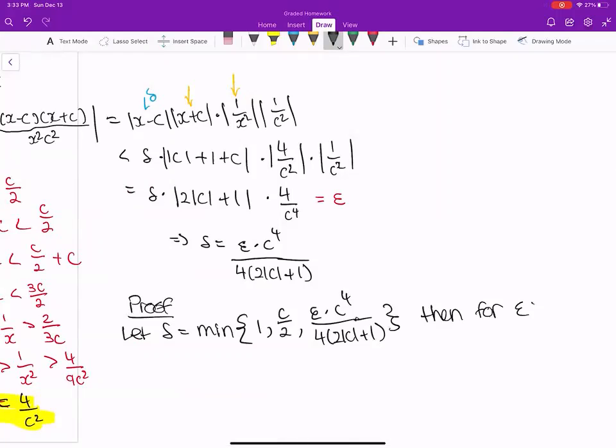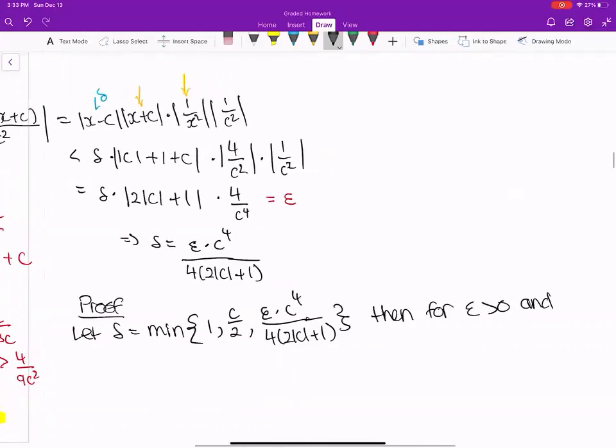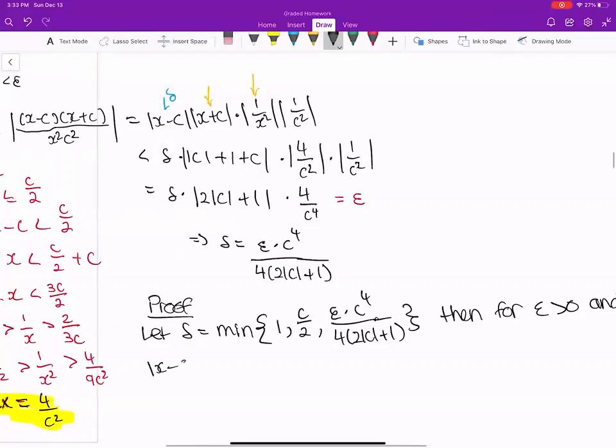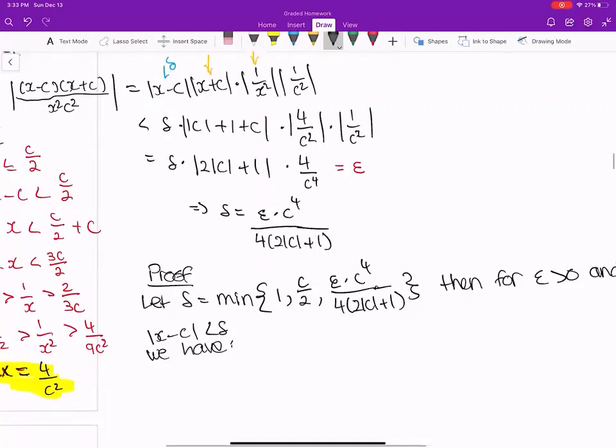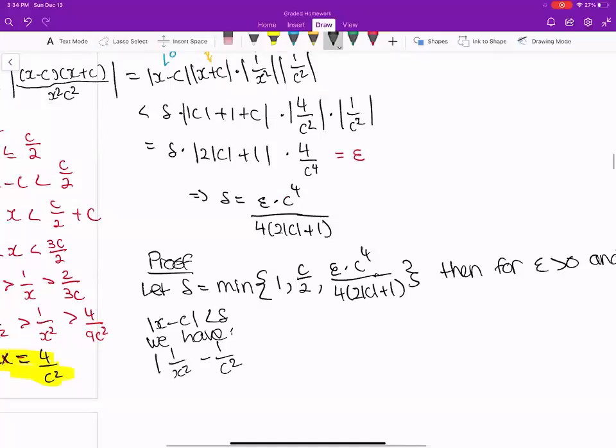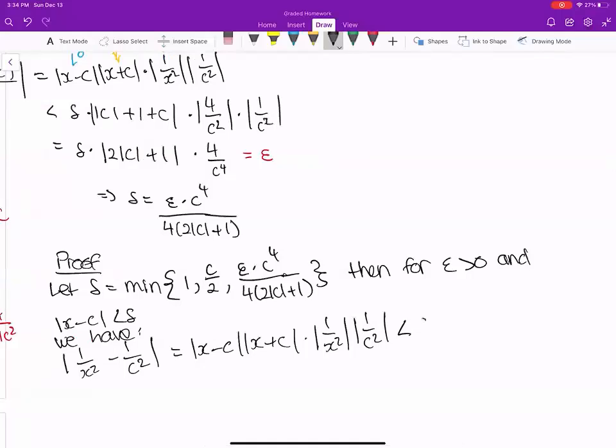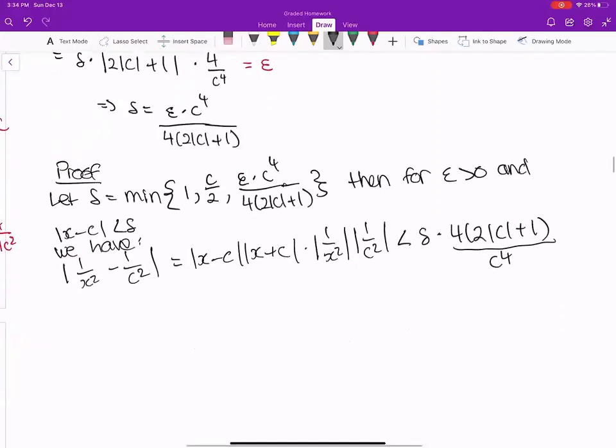Then for epsilon greater than 0 and absolute value x minus c less than delta, we have 1 over x squared minus 1 over c squared equals, the same way we did it before, x plus c, which is less than delta times 4 times 2 alpha c plus 1 over c to the power 4. This is just the simplified form, just to make life easier.